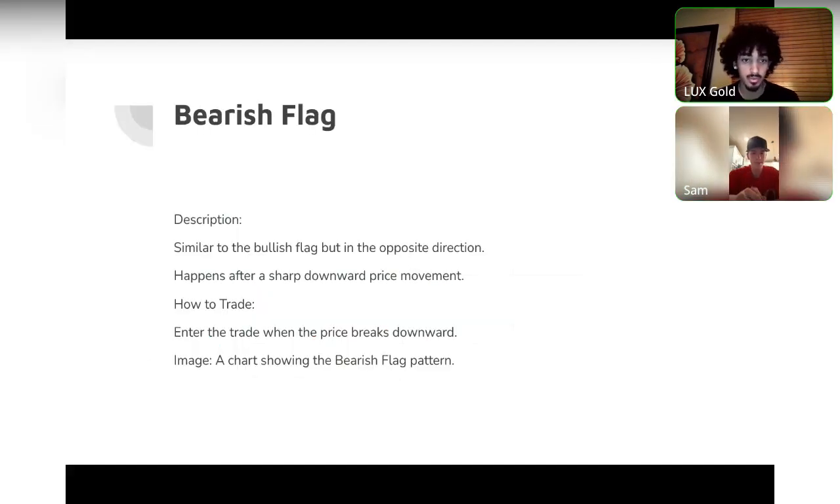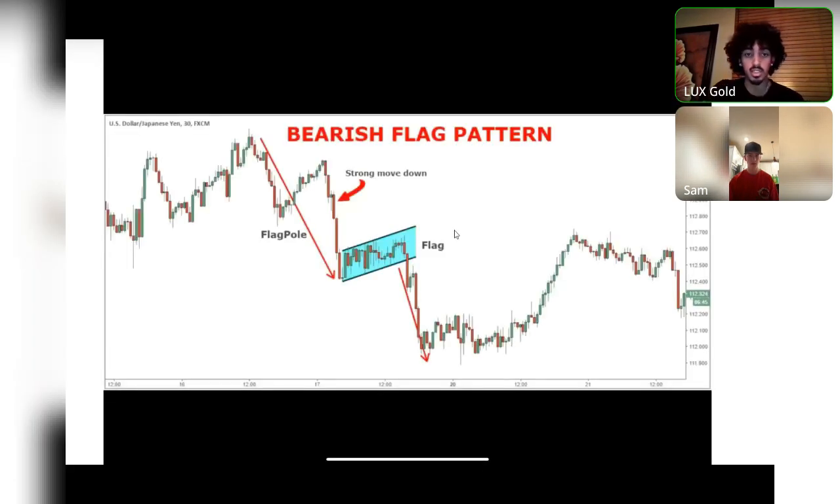With the bearish flag, it's similar to the bullish flag, but in the opposite direction. Usually it happens with a sharp downward price movement, and how we would trade that is we would enter a trade when the price breaks downward. I'm going to show you guys how it looks. So the bearish flag is basically the same thing as the bullish flag, except opposite. We see a downwards movement here, a sell-off. Then we see, for example, right here, the flag going upwards, and then another strong sell-off.